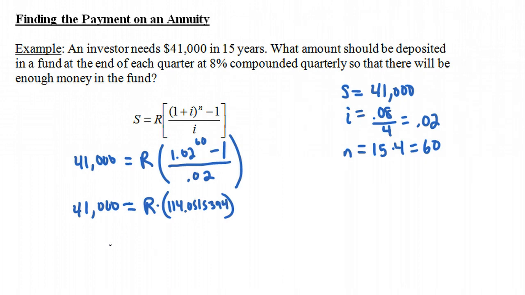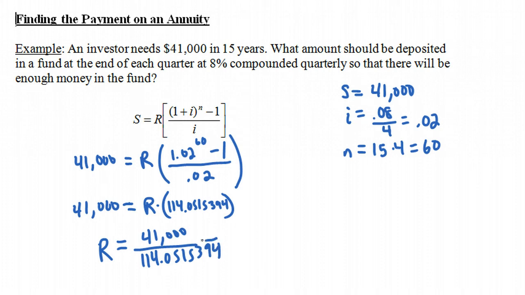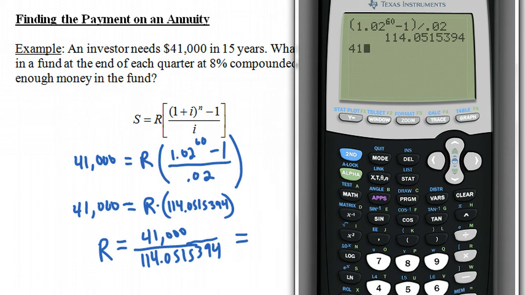So what is R going to be? How do we find R? Well, R is going to be 41,000 divided by this number, 114.0515394. So you divide both sides by that, and you'll get what R is. So let's now type this into our calculator. We have 41,000 divided by 114.0515394. Hit enter.